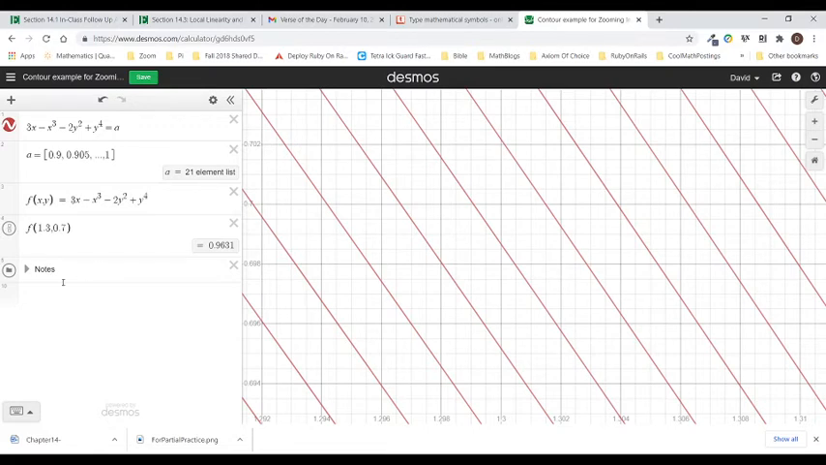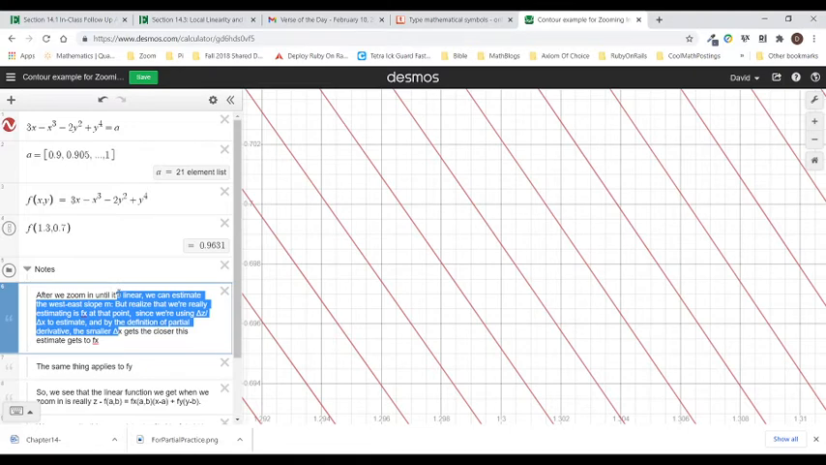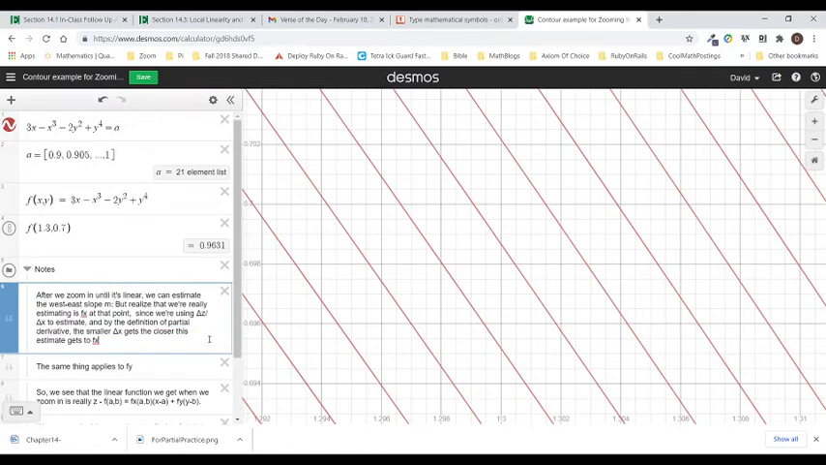Now, I have some notes over here that I'm going to run through pretty quickly. After we zoom in until it's linear, which is what we've done right now, we can estimate the west-east slope m. But remember, we use delta z over delta x to actually estimate that, and the definition of the partial derivative is the limit of delta z over delta x, right? So when we estimate the slope here, what we're really estimating is the partial derivative with respect to x. The same thing applies to y.